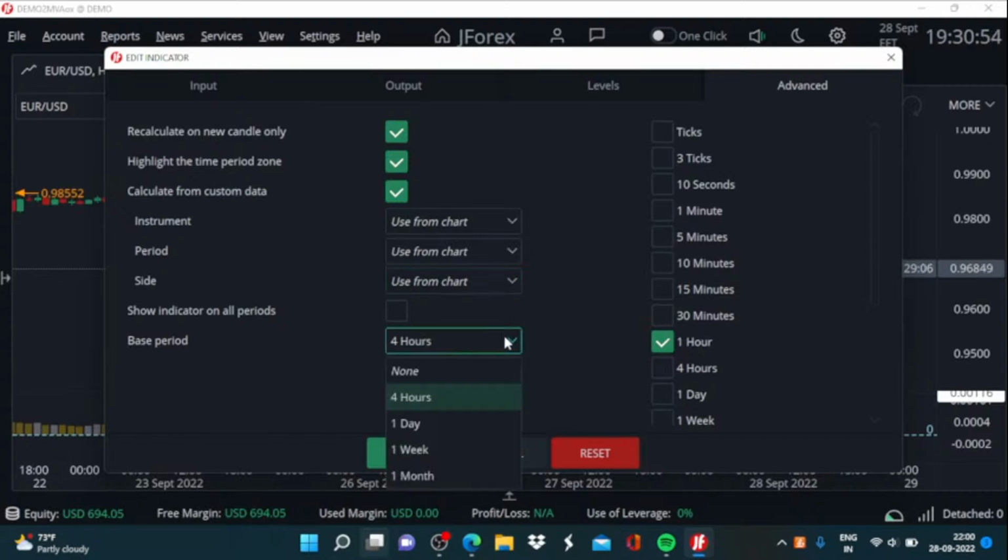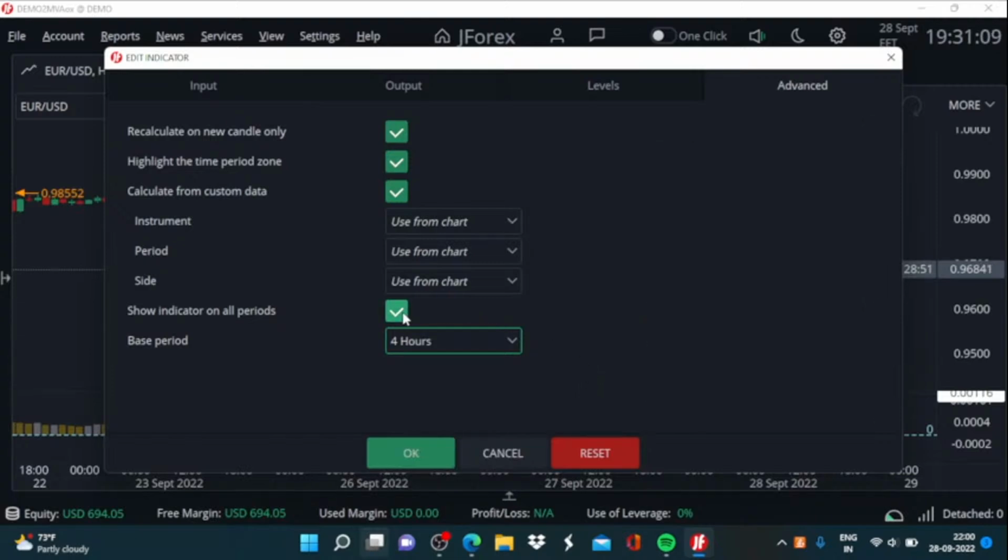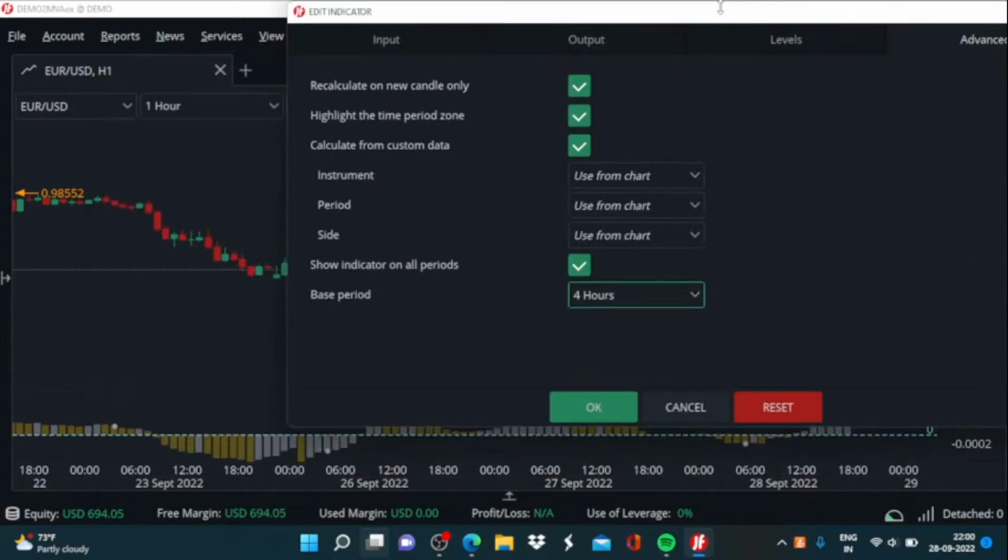And coming to the last editing option, the base period can be any of these five options. You can choose any one option here: none, 4 hours, day, weekly, monthly. And usually it doesn't really make much of a difference in terms of the plotting of the indicator.